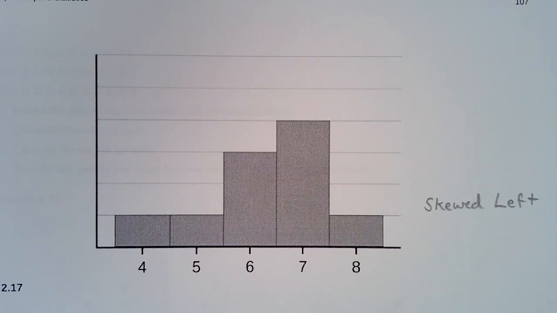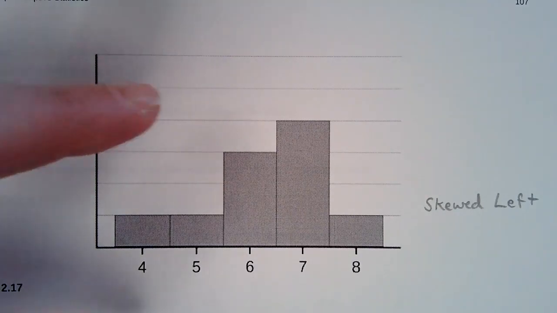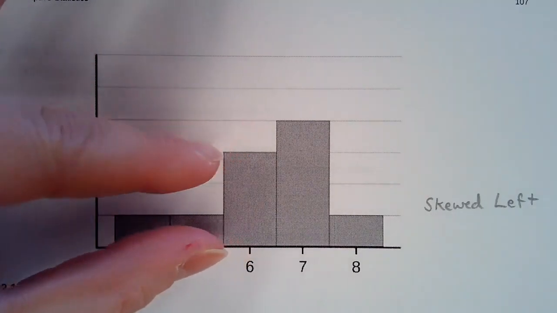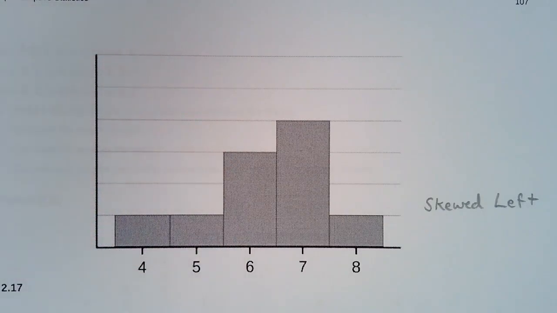All right, so when we look at this histogram, it almost looks like the right side got chopped off and the data has been pulled to the left. This makes it skewed left, right? So this is an example of data that has been skewed left. You can think of it almost as if this data got pulled this direction.